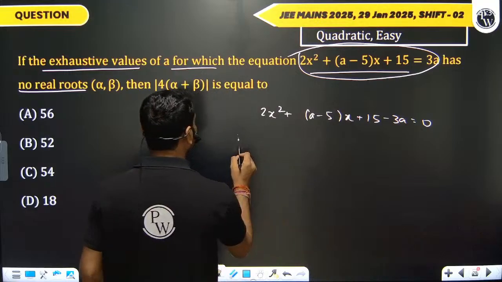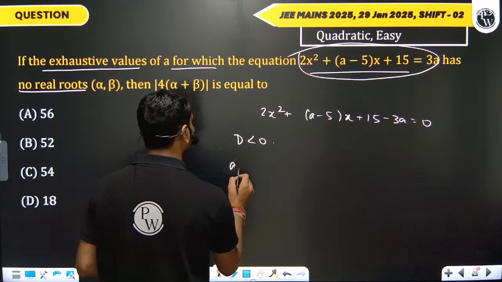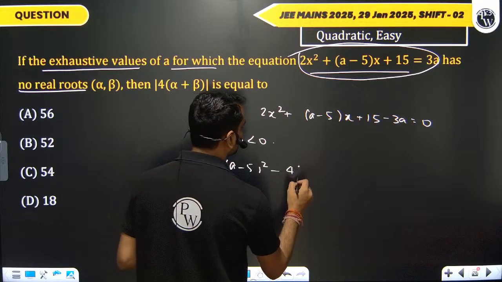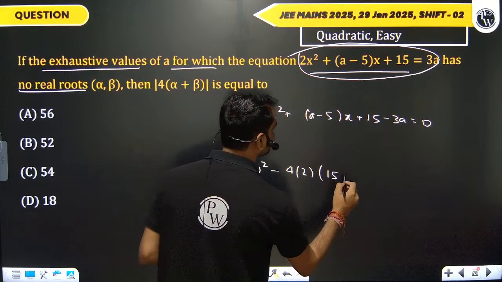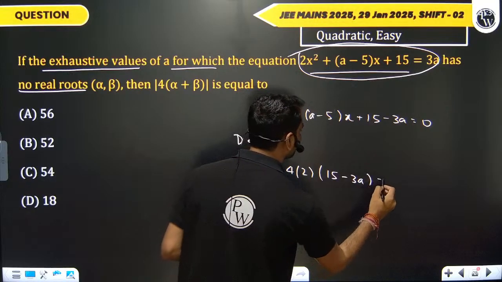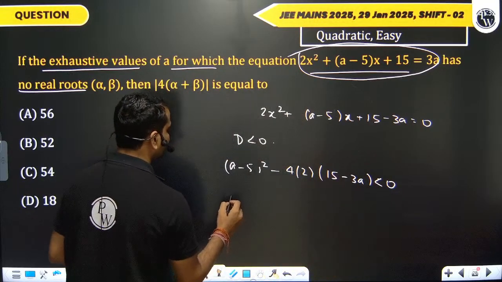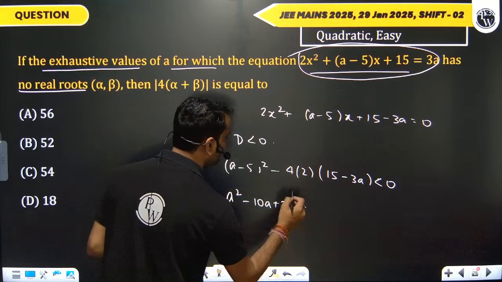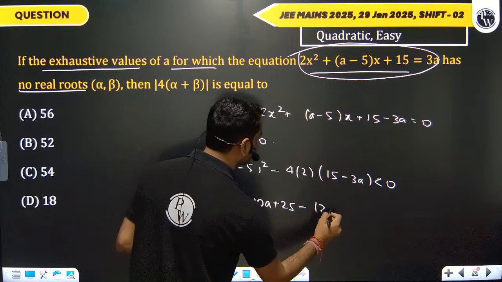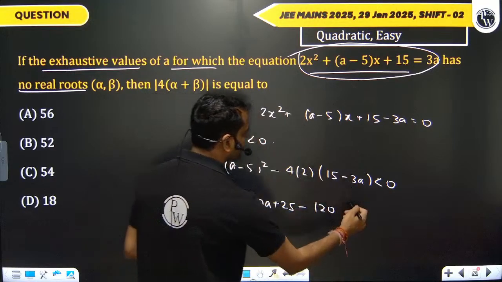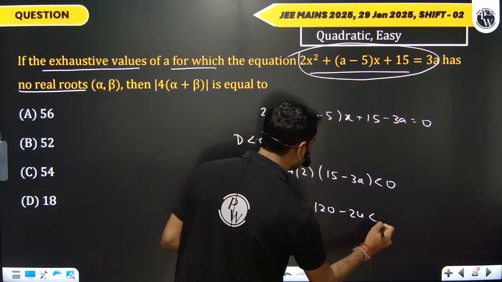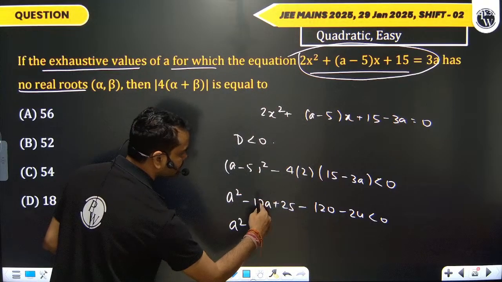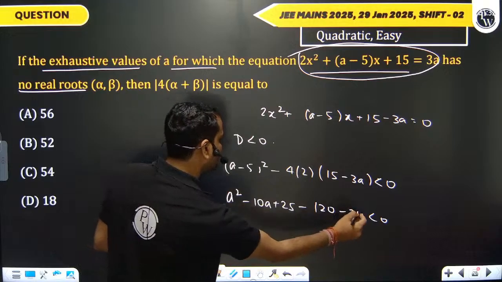So discriminant less than 0 for no real root. So (a minus 5) whole square minus 4 into a into b should be less than 0. Calculate it. a square minus 10a plus 25 minus 8 into this, 15 into 8, and then 8 into minus 24, less than 0. Okay, simplify it again. So it will be a 10 and 24a.